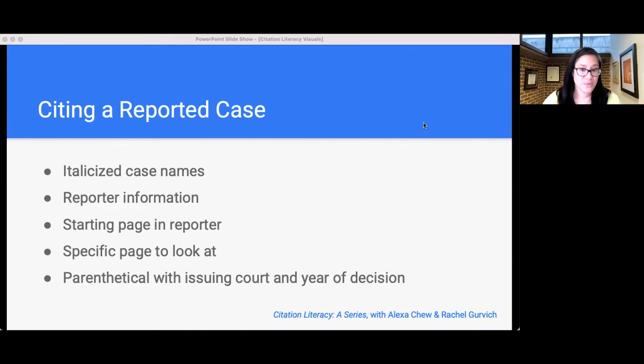Then give the pin site, which is the page in the reporter where the words you're relying on can be found. If you remember back to the first episode, one of the distinguishing features about legal citation is that it's very precise. We want to give that information about exactly where to look to the reader. And then at the end, include a parenthetical that says the court that issued the opinion and the year it was issued.